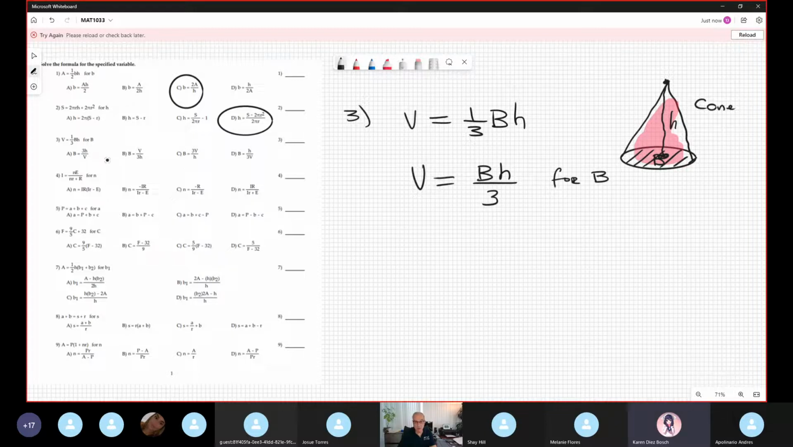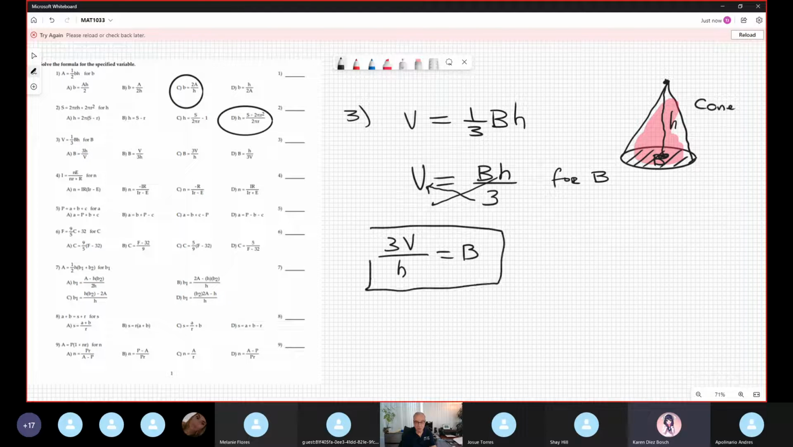What do you think? Is it ready to apply cross multiply or no? Answer me. Yes. The 3 moves in that direction, and this H moves in that direction. And my formula is 3V divided by H equals B. Boom. Final answer.